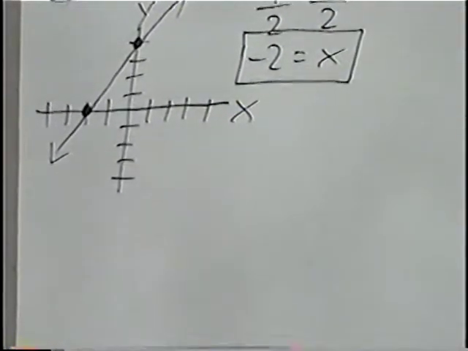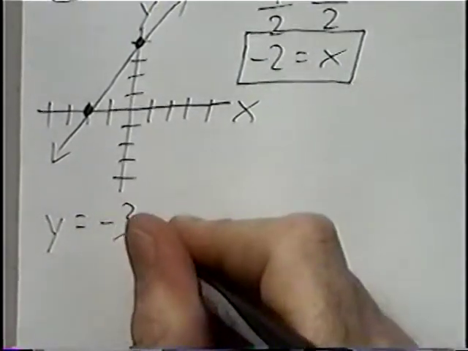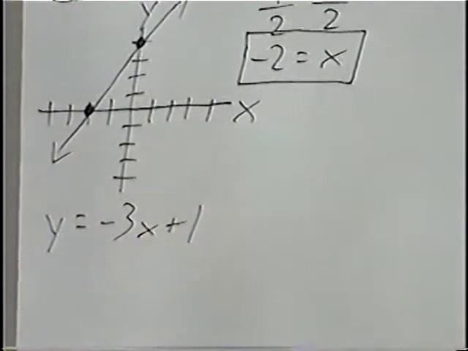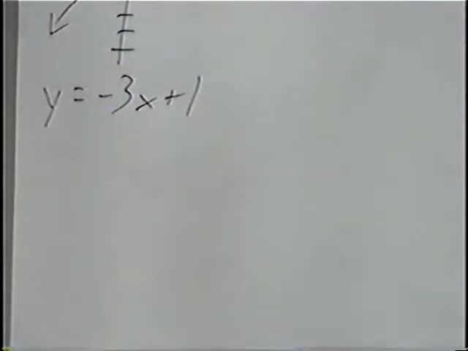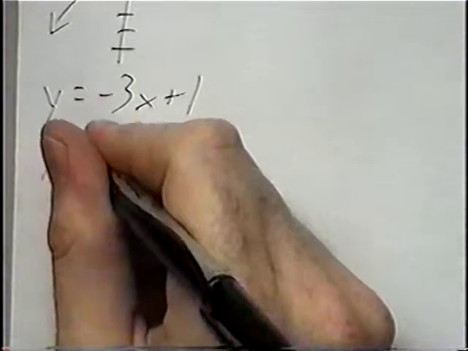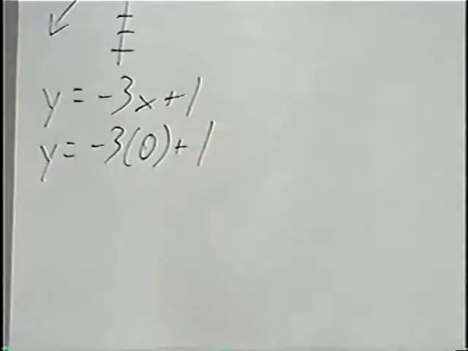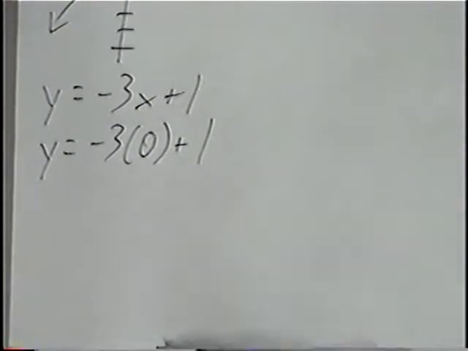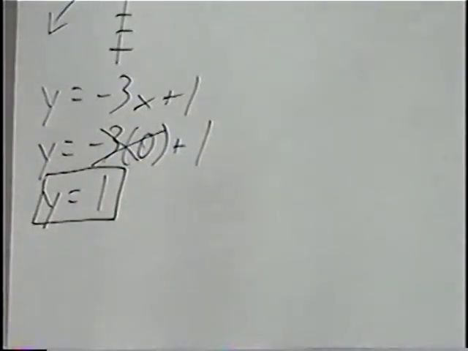Second equation, and last equation for the section, y equals -3x plus 1. And again, we can graph this using intercepts. The easy intercept to solve for, you can plug a 0 for x, so we can find the y-intercept. -3 times 0 we can cross off, so y would equal 1.